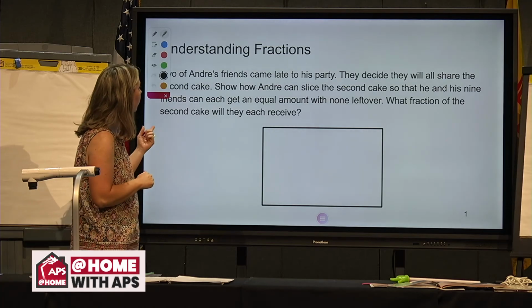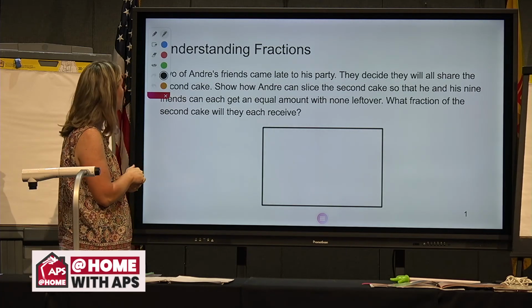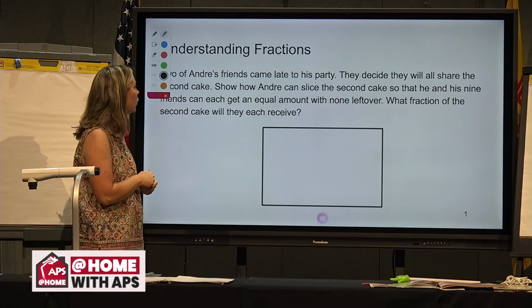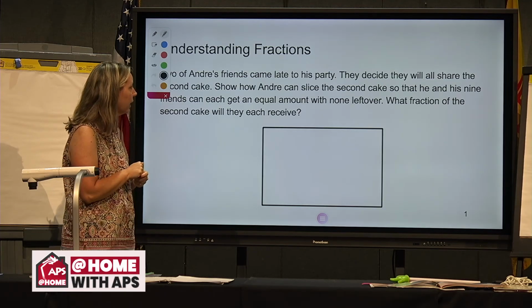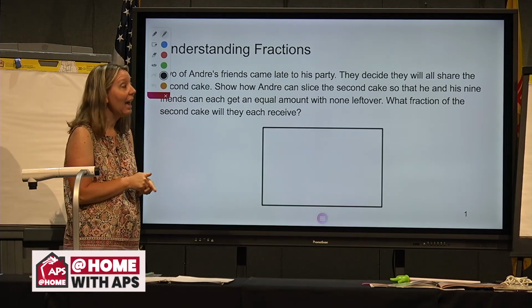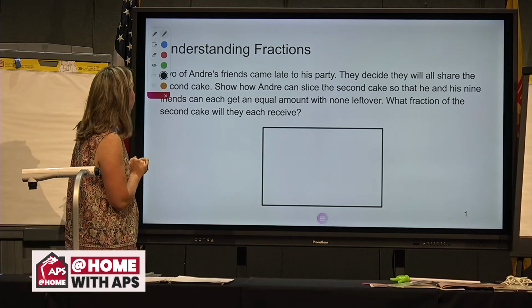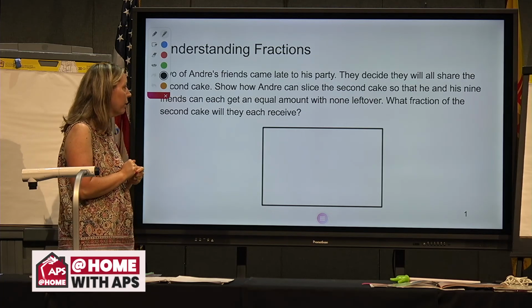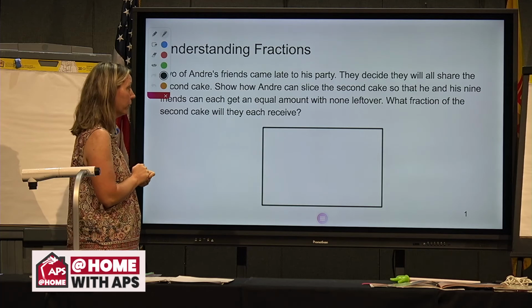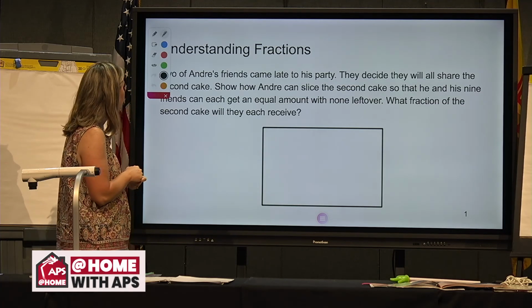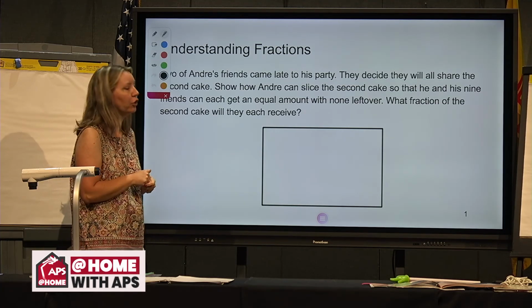All right, so 2 of his friends came. They decided they will all share the second cake. Show how Andre can slice the second cake so that he and his 9 friends can each get an equal amount with none left over. What fraction of the second cake will they each receive?